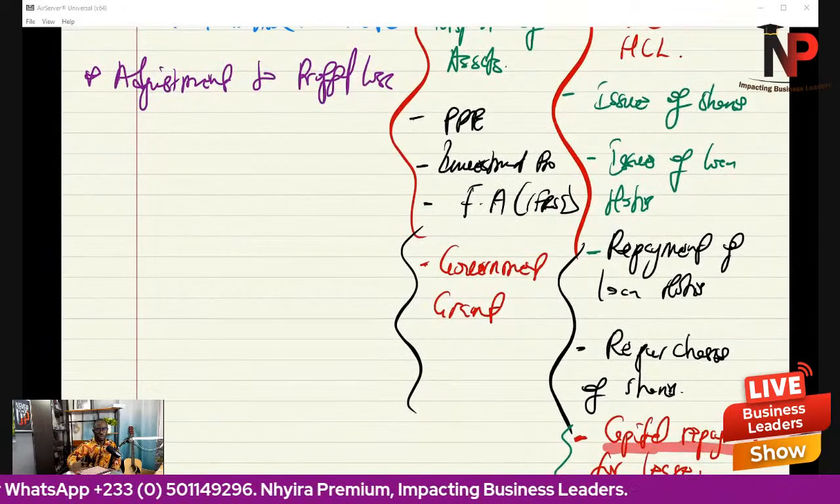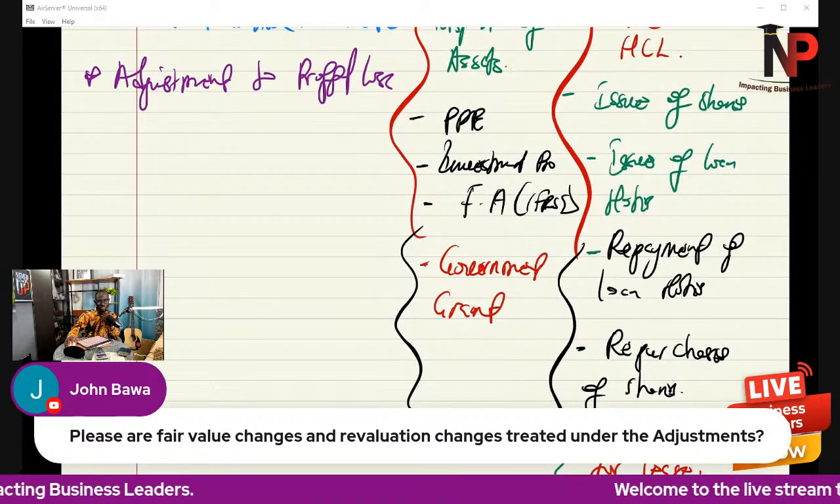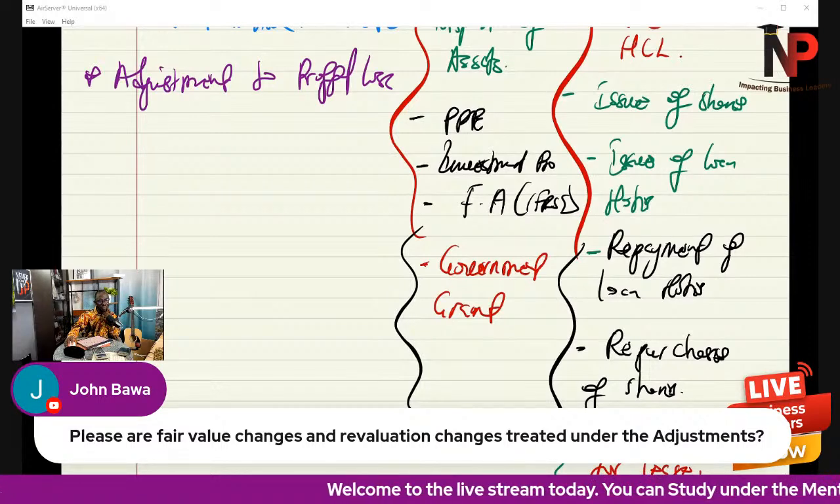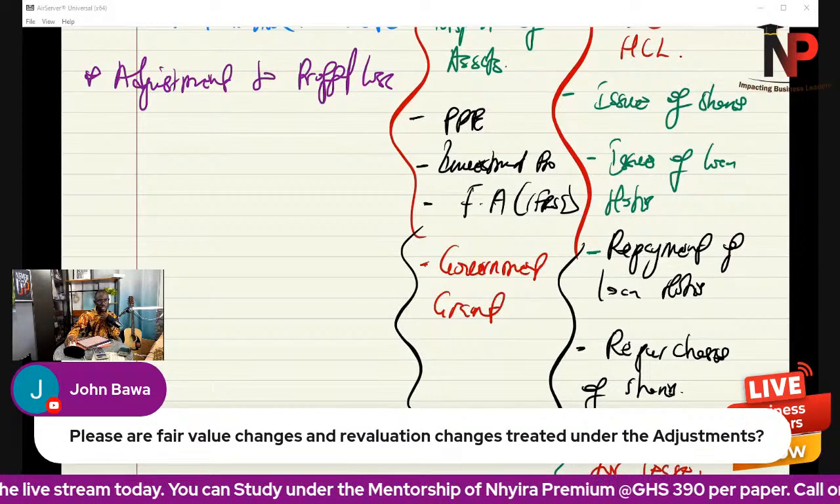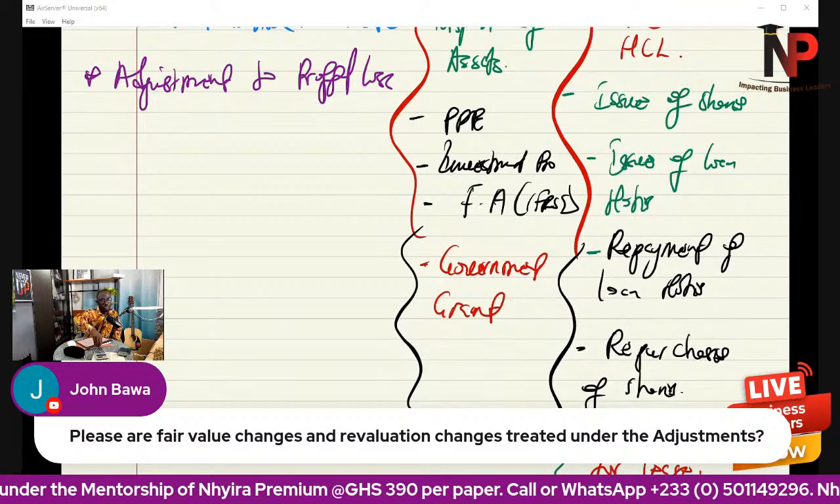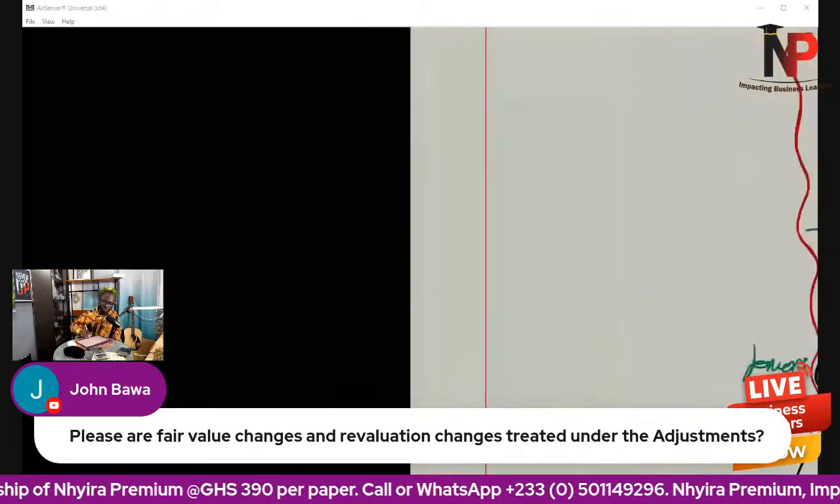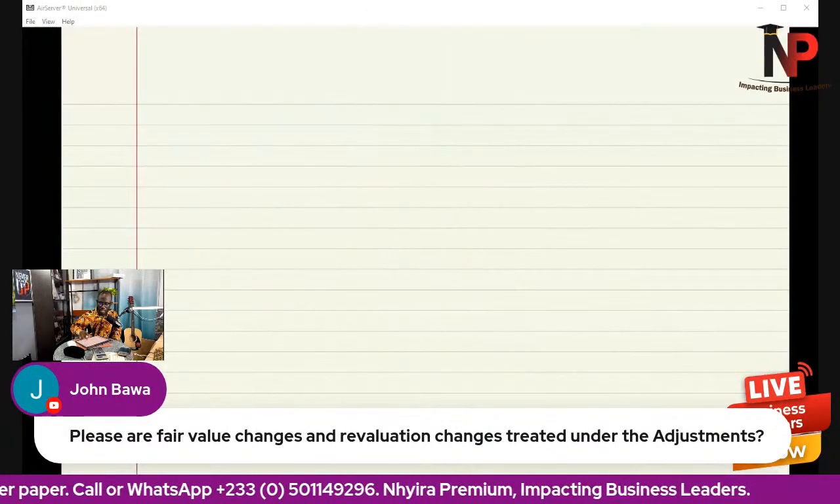I'm seeing some comments coming in. Let's see, what do I have? Please, are fair value changes and revaluation changes treated under the adjustment? Yes, it depends on the context of the question and what you are dealing with. For instance, as per IFRS 9, let me talk about that.